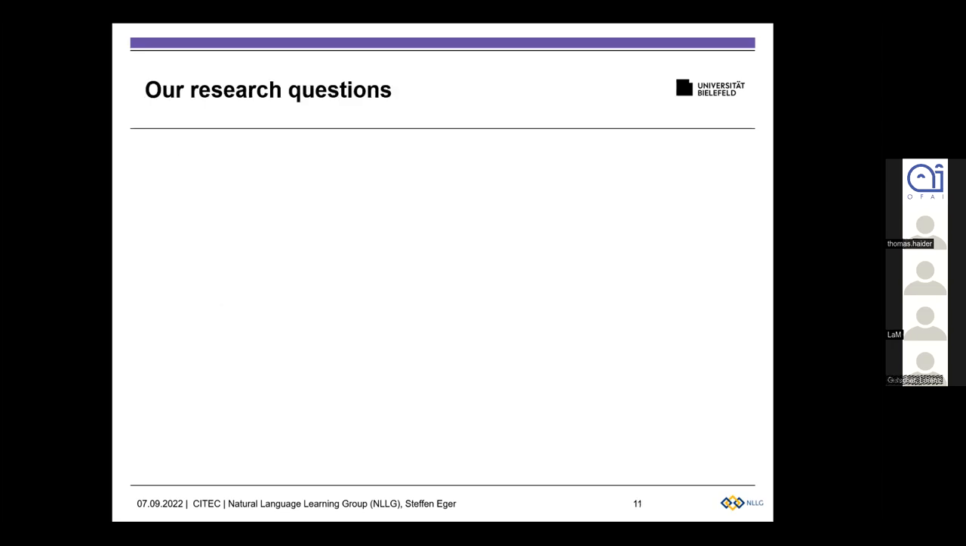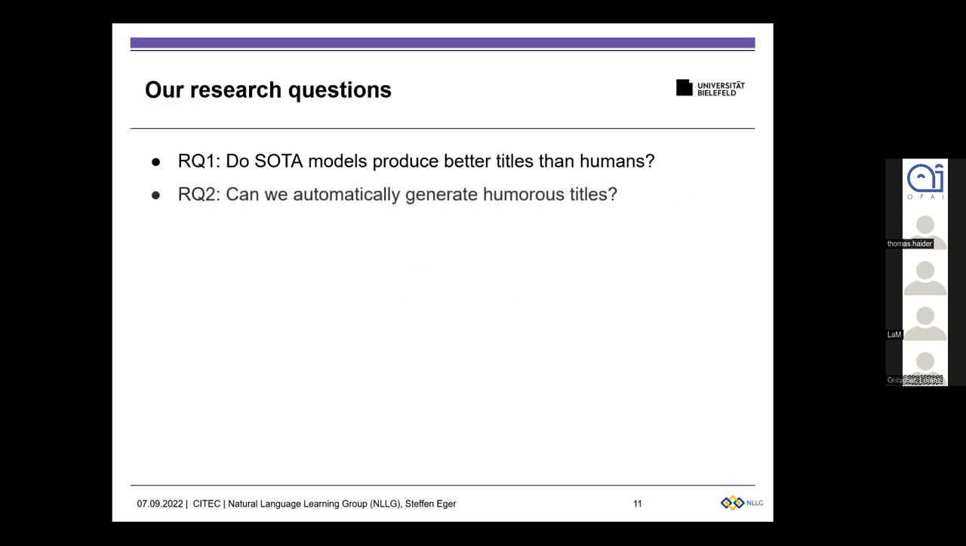Good. So what are our research questions? Among our research questions are, for example, do the state-of-the-art text generation models produce better titles than humans? Can we automatically generate humorous titles? So this could be an additional research question. And here the rationale also being that maybe if a title is funny, then it also could attract more citations. So there's also ongoing research on this, whether humorous titles have more citations.